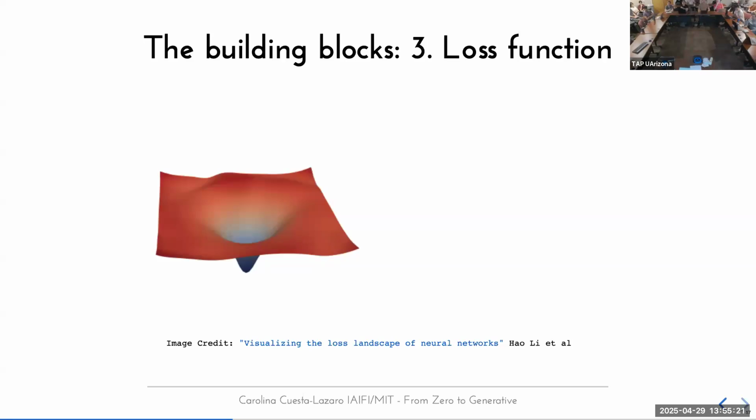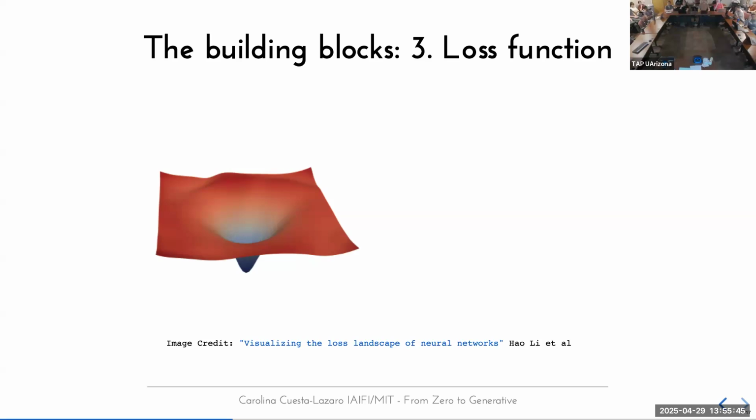Now, a very important building block is the loss function. Right? So we have all these free parameters. How do we adjust them? How do we find the set of free parameters that work well for our problem? For that, we need to define what working well means. And this is what the loss function is doing. It's telling the model what a mistake looks like and what the right answer looks like.